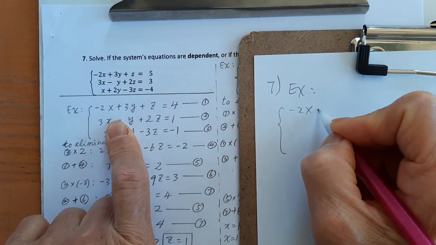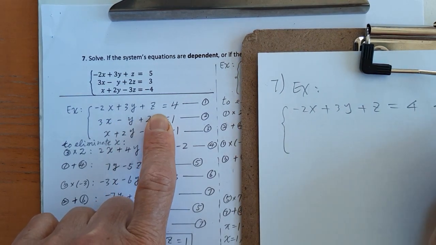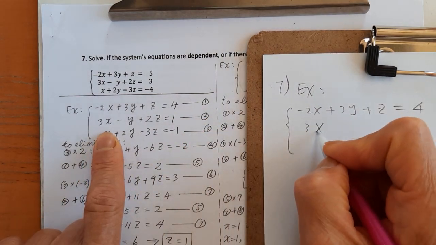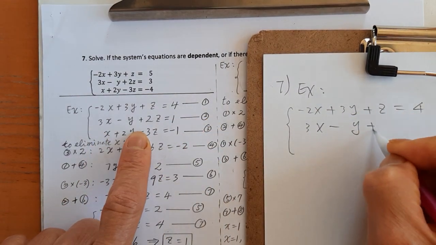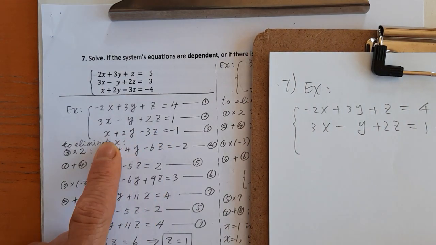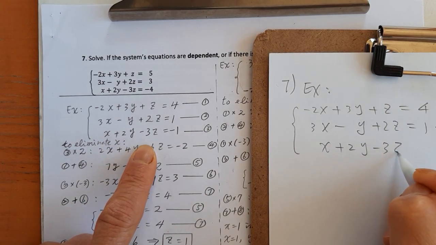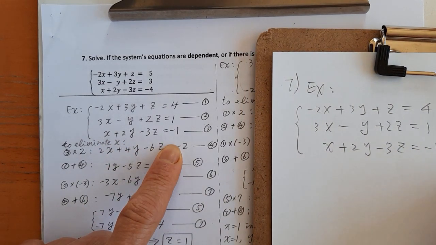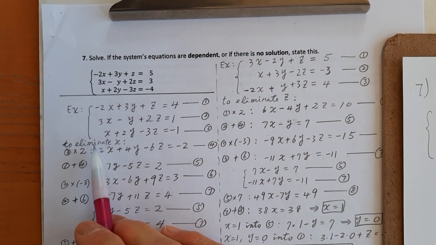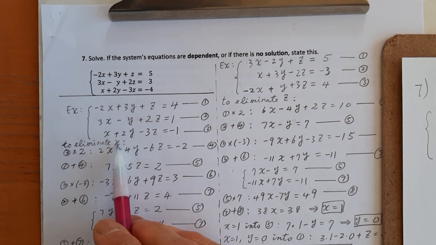Example like negative 2x plus 3y plus z equals 4. That's the first equation. Second equation is 3x minus y plus 2z equals 1. That's the second equation. Third equation is x plus 2y minus 3z equals -1. That's the third equation.